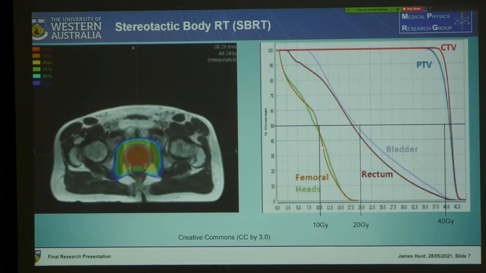You can see here a dose volume histogram of stereotactic therapy, where you've got the planning target volume receiving a high dose. The femur heads, the rectum and the bladder are all getting a much lower dose throughout treatment, which is what you're aiming for to increase your therapeutic ratios.